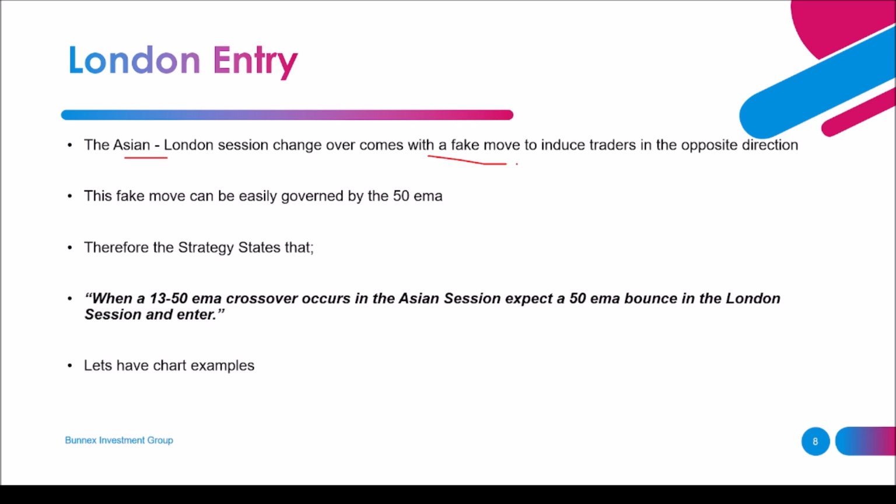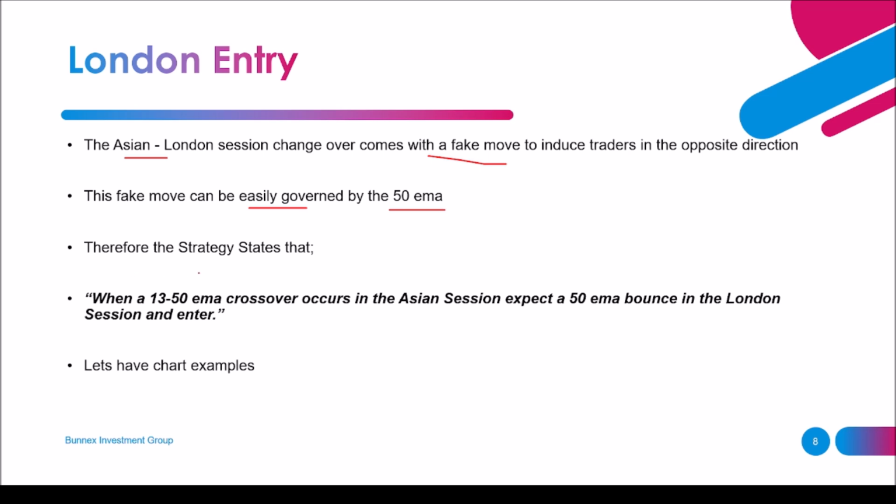So market makers are sophisticated traders who need to introduce liquidity for them to actually fill their orders. So between the Asian and London sessions, they actually issue a fake move as a way of inducing traders in an opposite direction they intend to reverse shortly. This fake move can be easily governed by the 50 EMA, the one in blue.